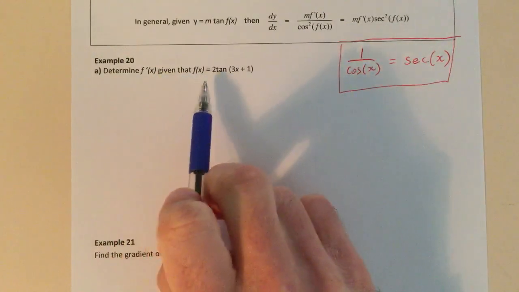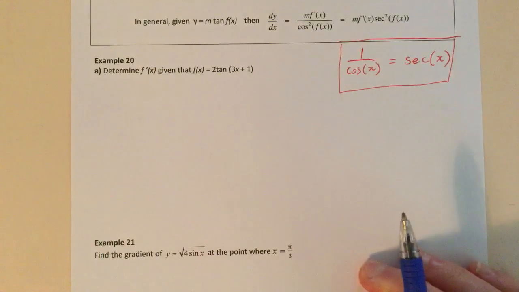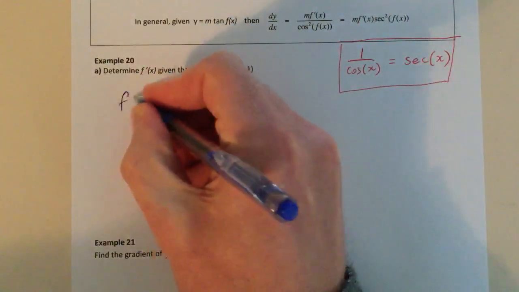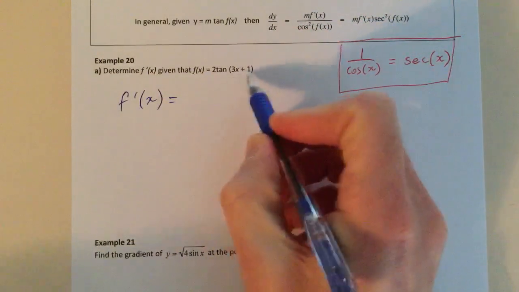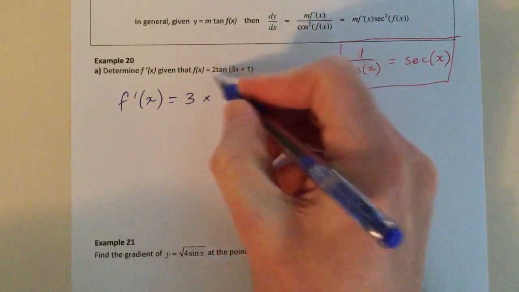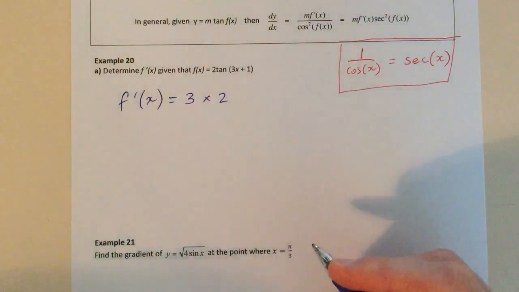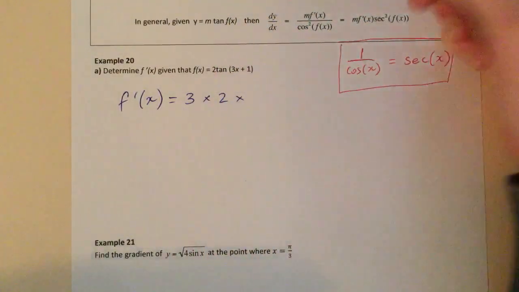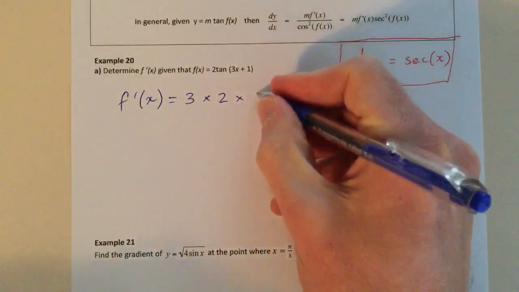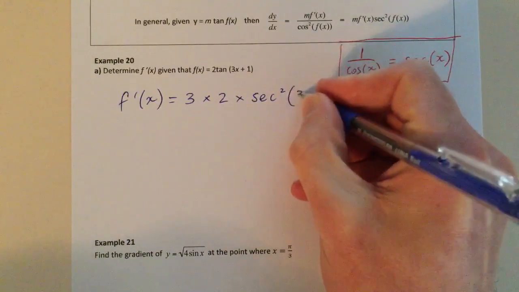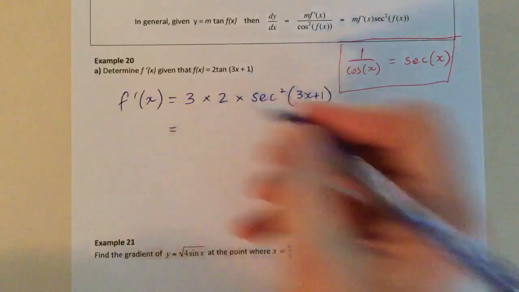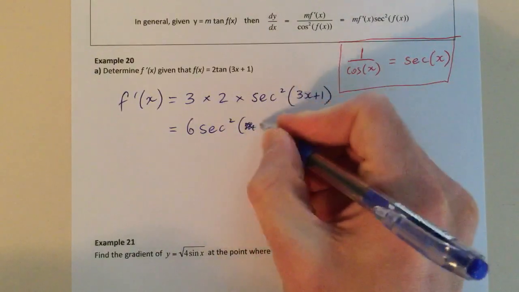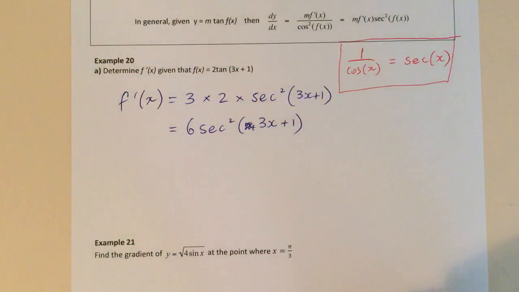Okay, so example 20. Determine f dash of x given that f of x equals 2 tan of 3x plus 1. All right, so we know that if we're going to apply the chain rule, well, we have to have the derivative of the bracket in there, and the derivative of 3x plus 1 is going to be 3. The constant that was in front stays there, so we've got to have a times 2 at the front still. And we just said before that tan of x, or tan of something, differentiates to sec squared of that thing. So sec squared of 3x plus 1. All right, you can tie that up a little bit and just say that's 6 sec squared of, oops, making lots of mistakes in this video, 3x plus 1.